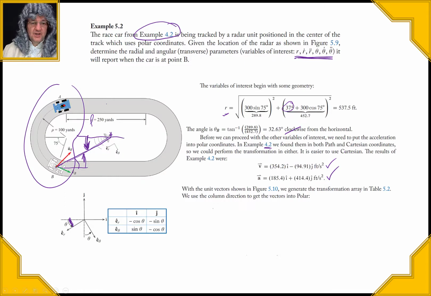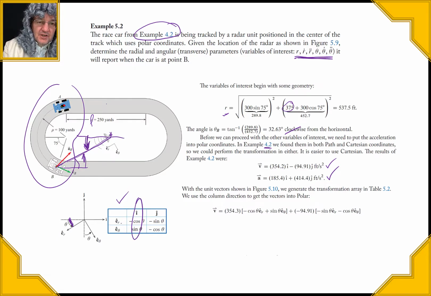So we generate a transformation matrix based on these coordinate axes, these coordinate unit vectors. And we use column direction to get the vectors right here, right? Because we have i's, and we want to turn it into r's and thetas right here. So we set this up.